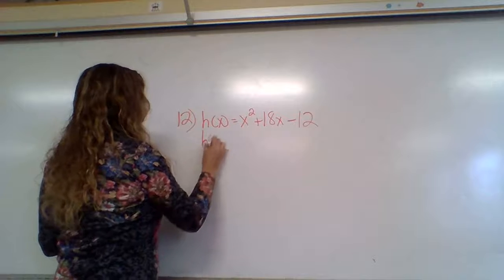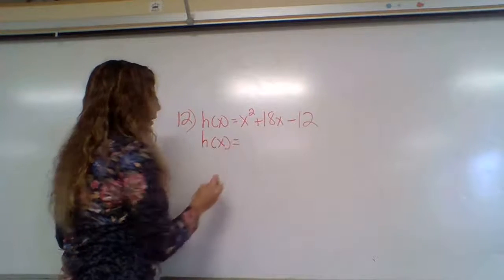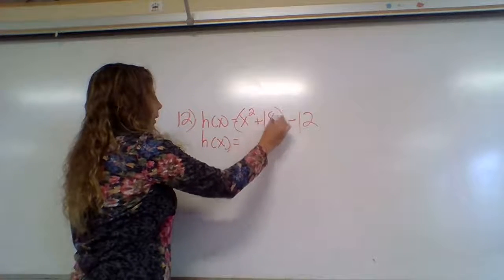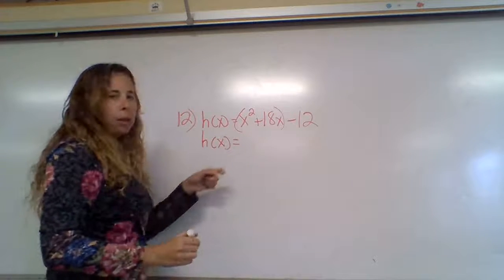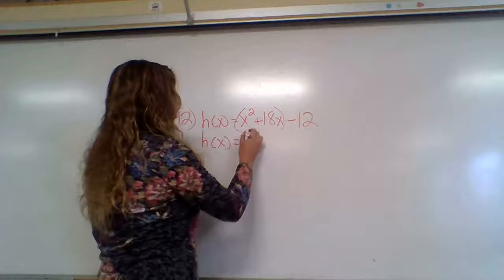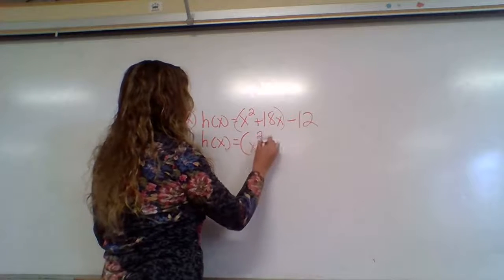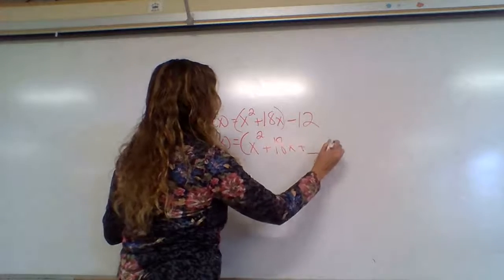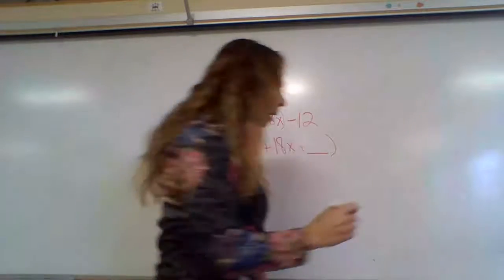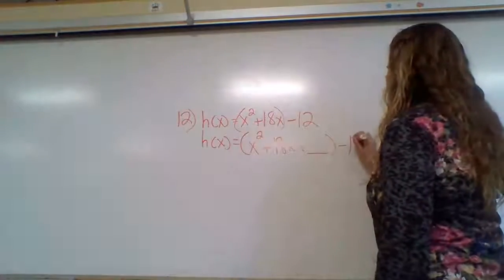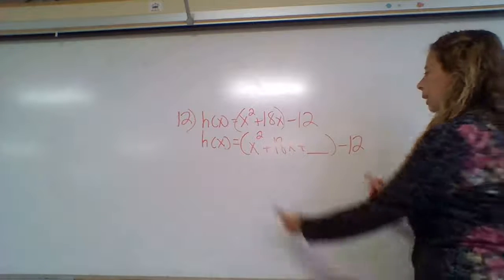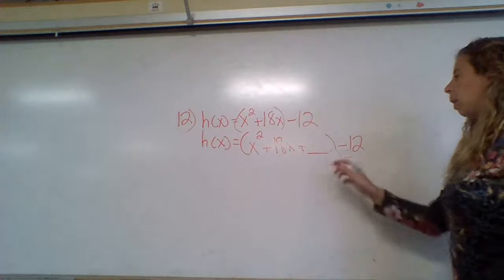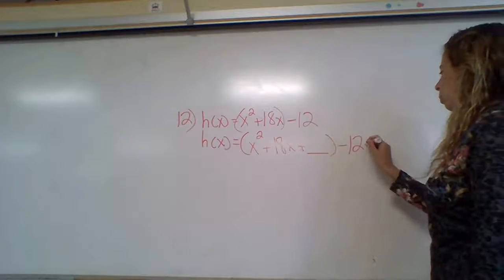So h of x equals, the first thing you're going to do is put your first two terms in parentheses. You complete the square within those parentheses. So x squared plus 18x plus some number. And then on the outside, you have minus 12. And since we're doing it all on one side of the equation, whatever you add here, make sure you subtract it out.